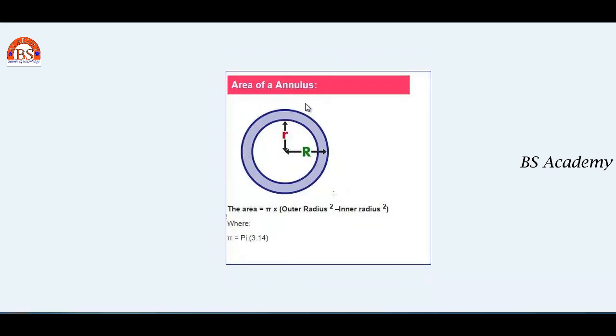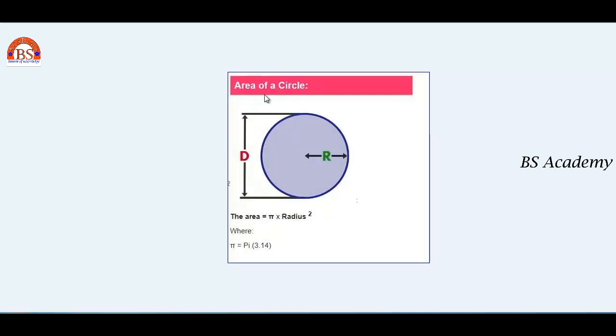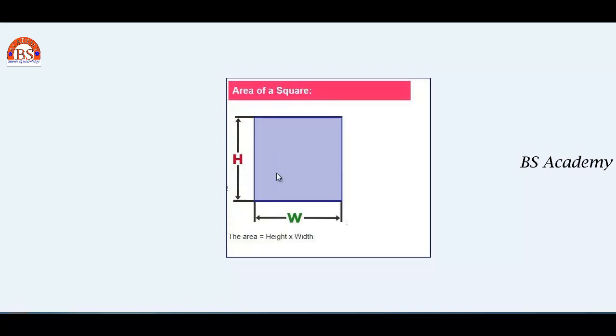And the next is area of annulus. The area of annulus is equals to pi into outer radius square minus inner radius square, where pi is equals to 3.14 or 22 by 7. And the next is area of a circle. Area is equals to pi into r square, where pi is equals to 3.14 or 22 by 7.